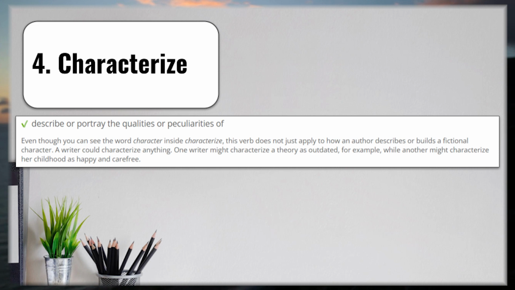Even though you can see the word character inside characterize, this verb does not just apply to how an author describes or builds a fictional character. A writer could technically characterize anything. One writer might characterize a theory as outdated, while another might characterize her childhood as happy and free. What you're doing when you use the word characterize is just describing something or showing how something is or was or how it could be. This includes characters in a story, but think about it as something that could look at anything.